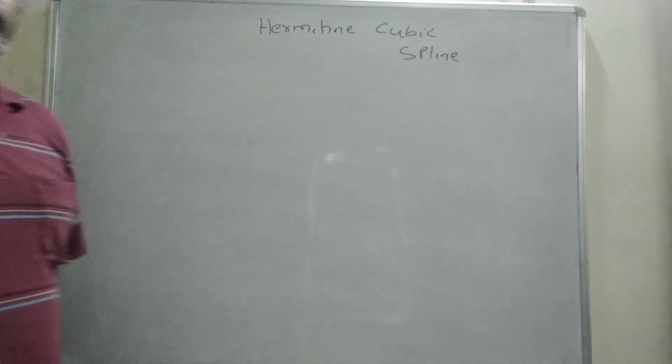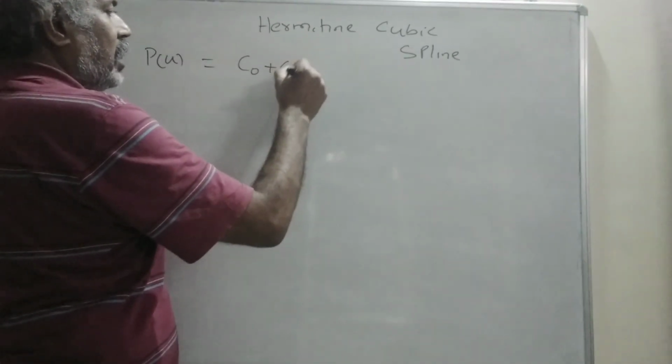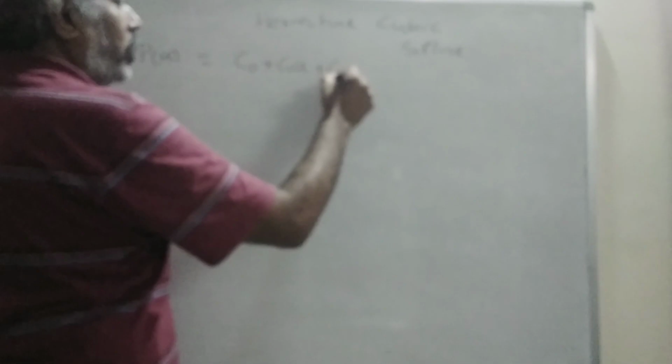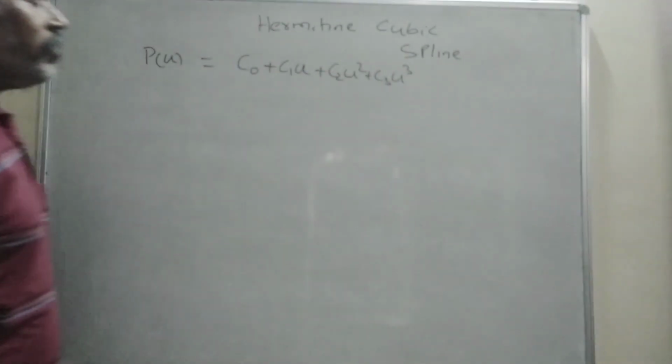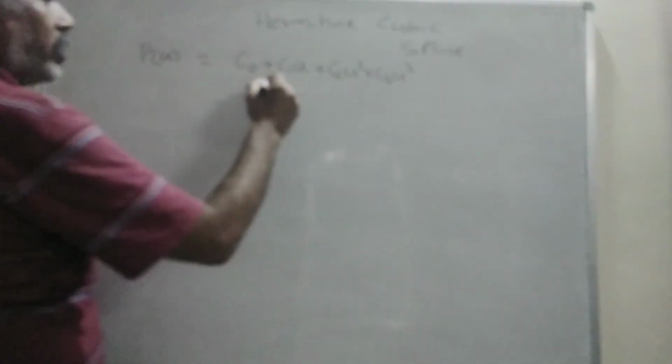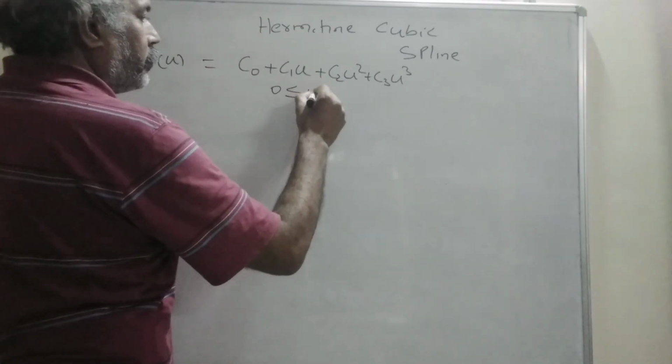This Hermite cubic spline is a third degree equation. Normally you have 3 coordinates x, y, z, and this can be represented with a parameter U. So P is equal to C0 constant plus C1 into U plus C2 into U square plus C3 into U cube. So this is a cubic equation and U is varying from 0 to 1.